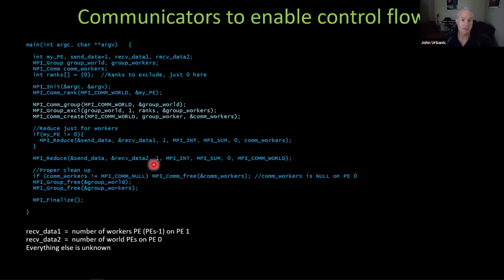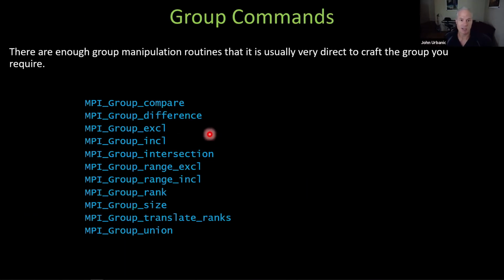So here's the ability for us now to have collective operations only apply to a subset of PEs by manipulating groups. The group manipulation commands are, I think, pretty intuitive, and they're very flexible. I don't think you'll have a problem creating any group that you want to. You can just include and exclude PEs and do different things. So it's very easy to make the right group.